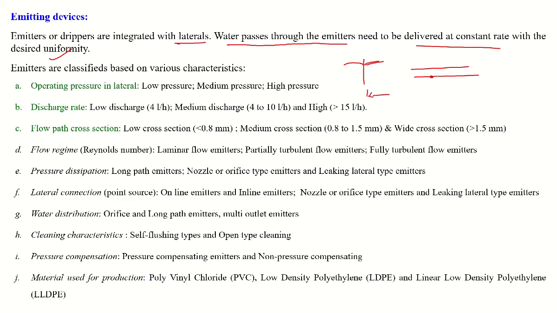So these emitters or drippers are an integral part of your lateral, and they should deliver the water at a constant rate and distribute the water uniformly throughout the entire periphery of the crop. Based on various characteristics, the emitters are classified based on pressure in the lateral, discharge rate from your emitters, flow path cross section of your emitter, flow regime, that is your Reynolds number, pressure dissipation, and lateral connection, whether these are connected internally or externally, water distribution pattern from your emitter, cleaning characteristics of the emitter, pressure compensation, and material used for manufacturing. So let us see one by one.